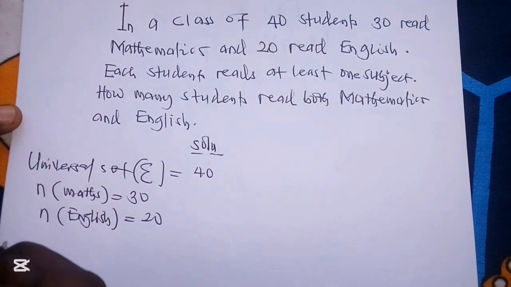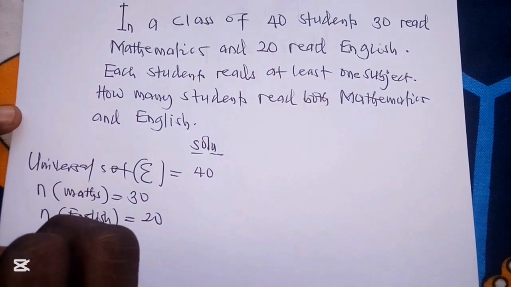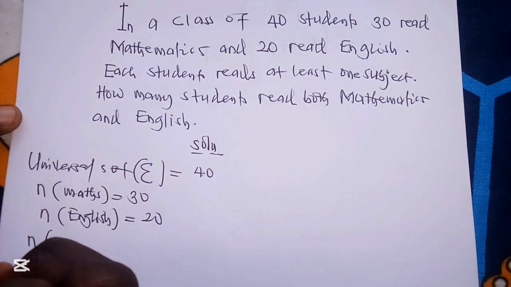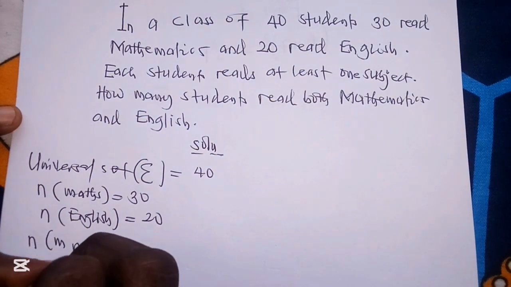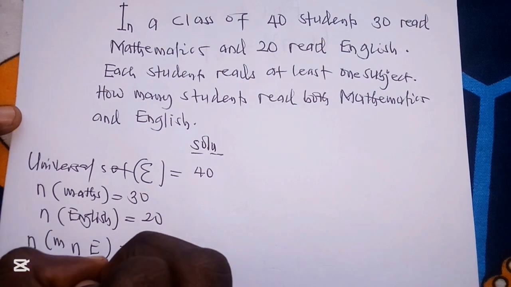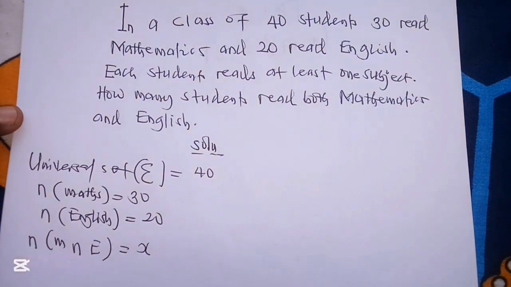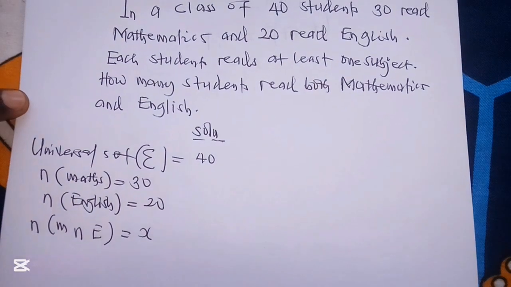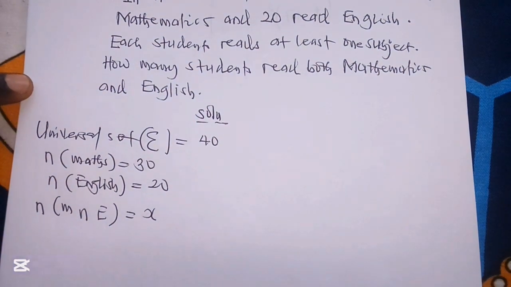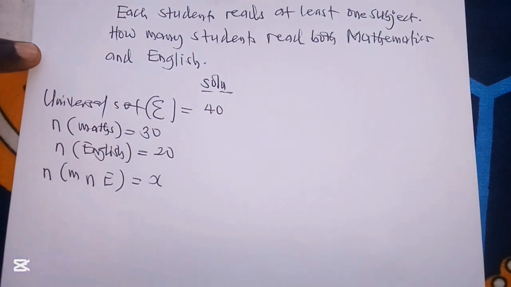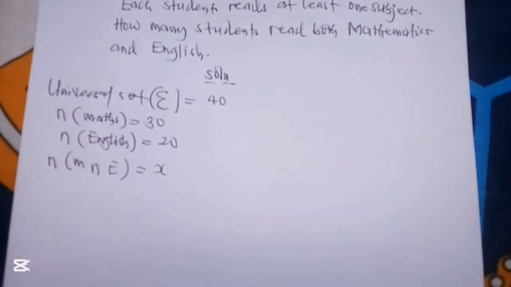Now, let's see the number of students that read both math. We say math intersect English becomes, let's say it is X. So now the number of students that read both math and English becomes X. Okay. Now from this, the first thing, if you want, you can draw your Venn diagram. You can represent this information in a Venn diagram. You will have the same answer. Now let's try to represent it in a Venn diagram form.